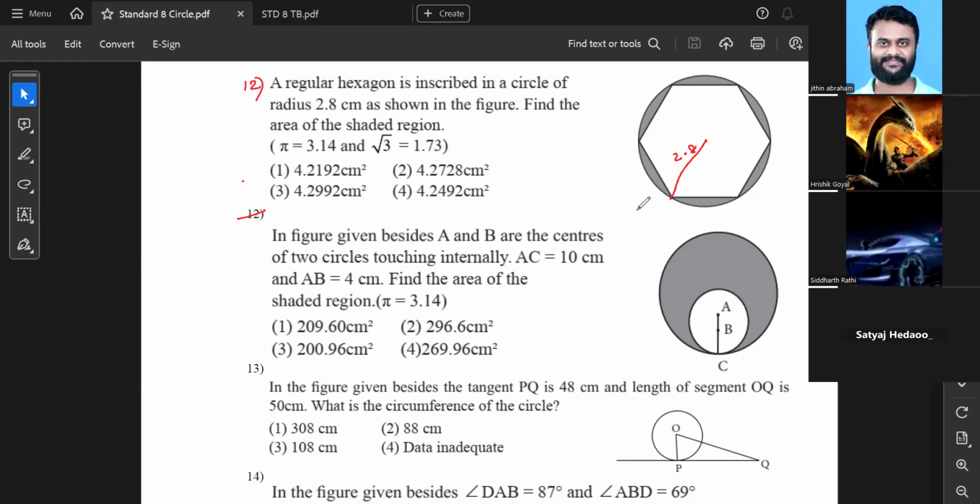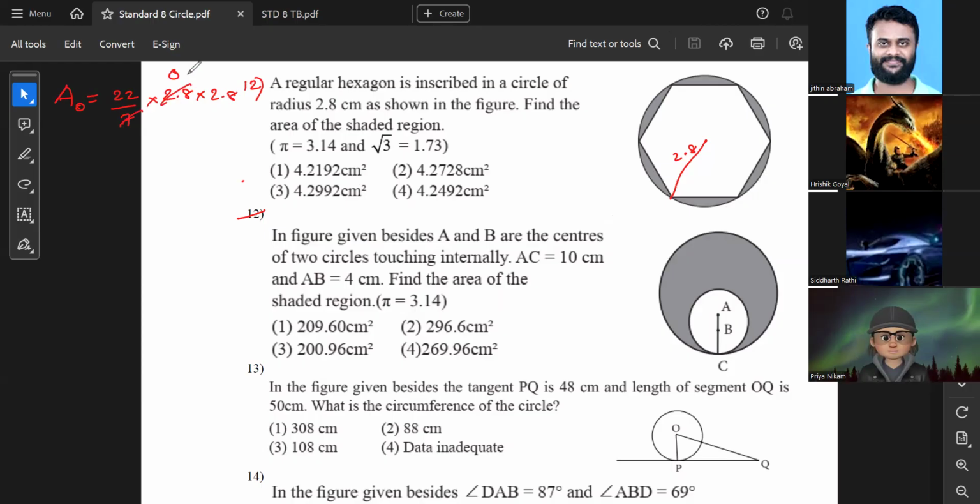So instead of doing this, we will find the area of the circle and then find the area of the hexagon and then subtract them. That will probably be a shorter method. So the area of the circle is pi, which is 22 by 7 in this case, R square, which is 2.8 multiplied by 2.8. This is the area of the circle.